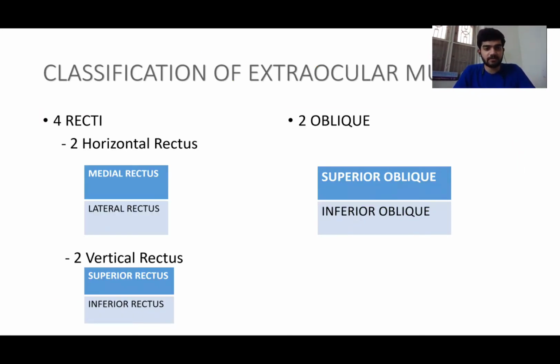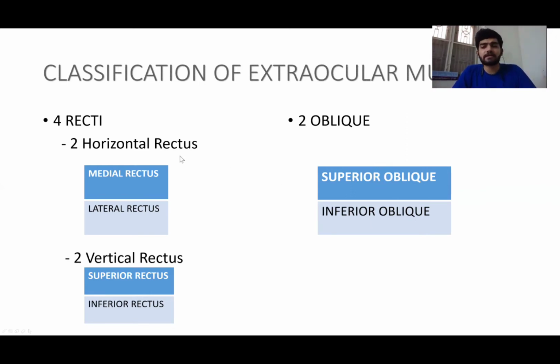Classification of extraocular muscles. Extraocular muscles are six in number: medial rectus, lateral rectus, superior rectus, inferior rectus, superior oblique, inferior oblique. For convenience, we can classify them as four recti muscles and two oblique muscles. The recti muscles are further divided into two horizontal rectus and two vertical rectus. Horizontal rectus are medial rectus and lateral rectus. Vertical rectus are superior rectus and inferior rectus. And oblique muscles are superior oblique and inferior oblique.